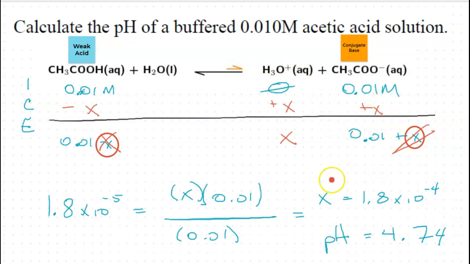So that's the basic gist of calculating a buffered solution. The big thing that you need to walk away with today is that a buffered solution begins with a quantity of your weak species, in this case our weak acid, ethanoic acid, and a quantity or a concentration of the conjugate base, in this case the ethanoate.